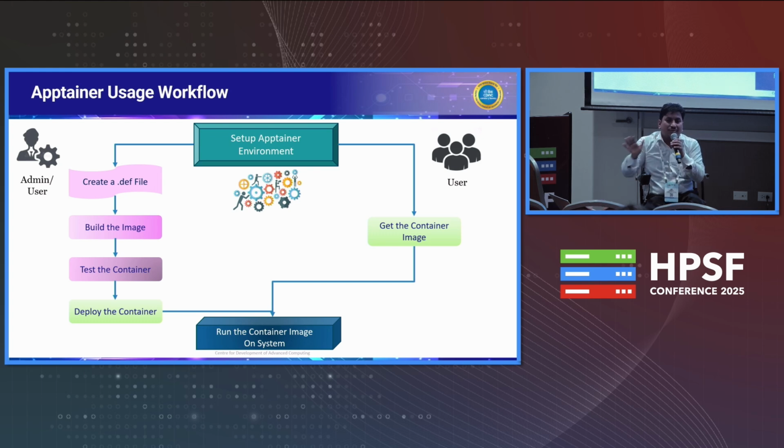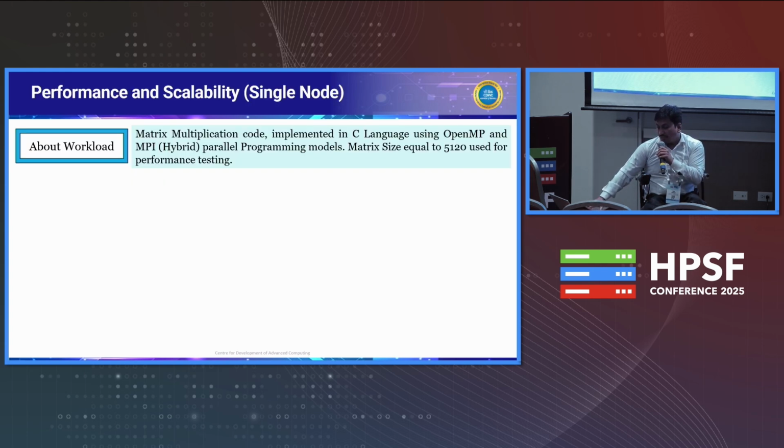This can be the workflow from the user perspective. Here I'm mostly looking at Apptainer from the user perspective. If I want to use Apptainer, what can be the best case scenario? This is the way.